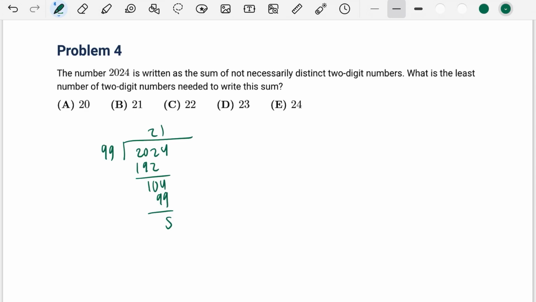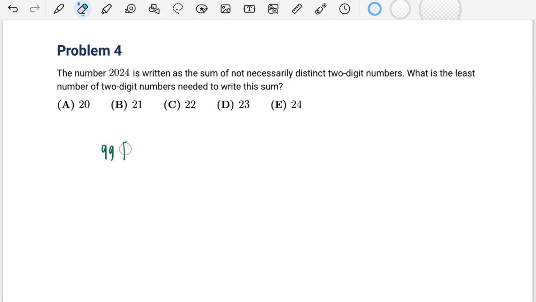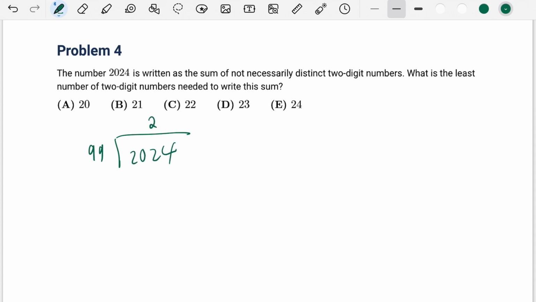So we see that 21 times 99 is less than 2024 if we check our work. Okay, actually it's not, so we did something wrong. But if we try the long division again, we should get a 2 here, so 198, 34. So we know that 99 goes into 2024 20 times.